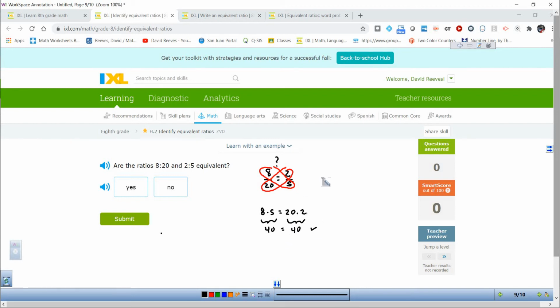So that is called the cross multiplication method for checking if two ratios are equal. It's a nice, simple, easy way as long as these numbers aren't too big. The bad thing about it is it doesn't require you to have an understanding of why they are equal.